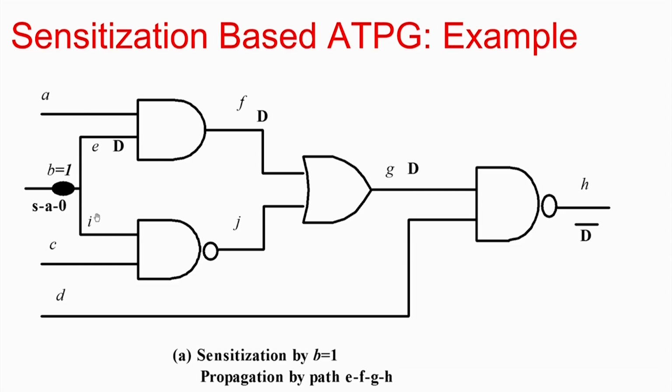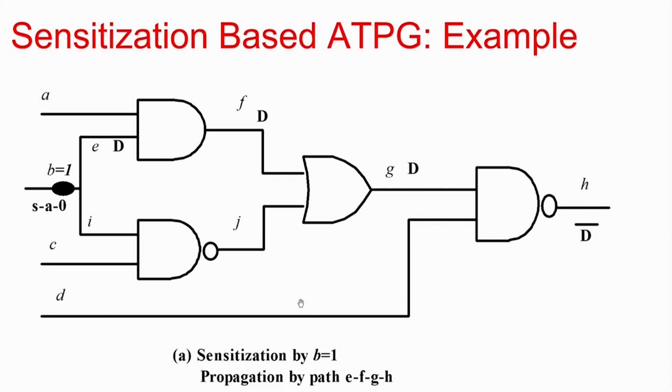But what I am trying to do is propagate the value to the output. That is, the effect is D. So the D has to be brought to the output. So there are two paths. Either I can bring the effect from here or I can bring the effect through this path. These are the two paths. That is E, F, G, H is one path, I, J, G, H is another path. Some path you have to select and you can bring the effect to the output through that path. That is actually called propagation.